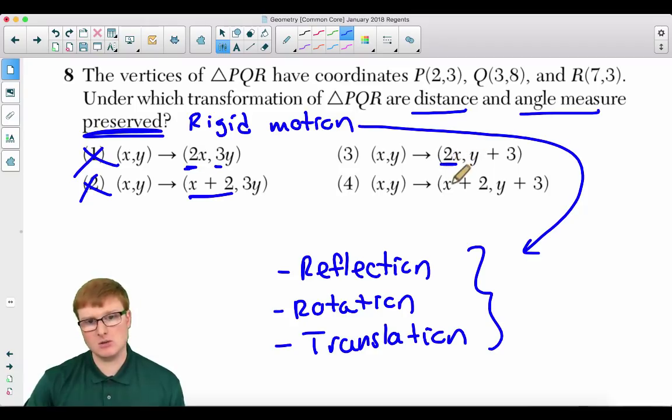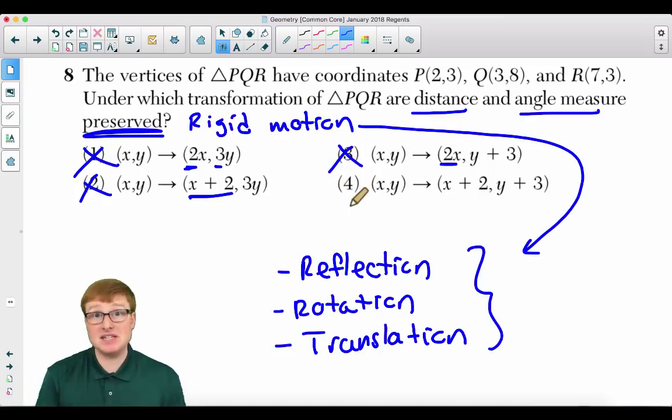Choice 3 is showing x is being multiplied by a scale factor 2. Again, that's a scale factor greater than 1. So that's a dilation changing the distance. So that can't be true. And it doesn't matter what the y value is because the x value already changed.